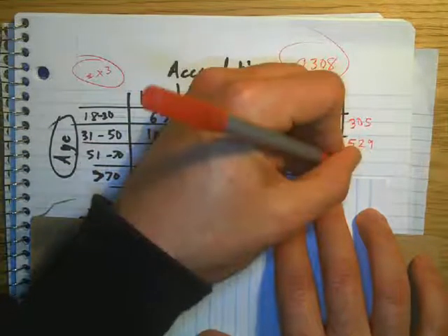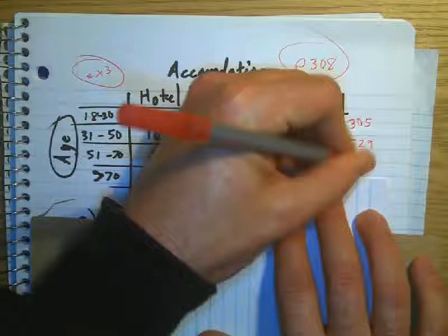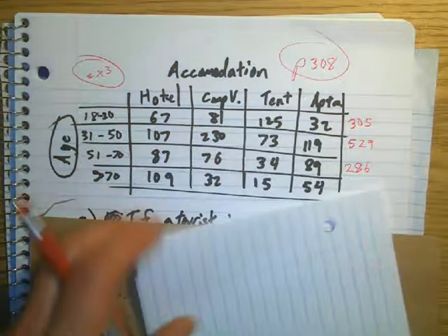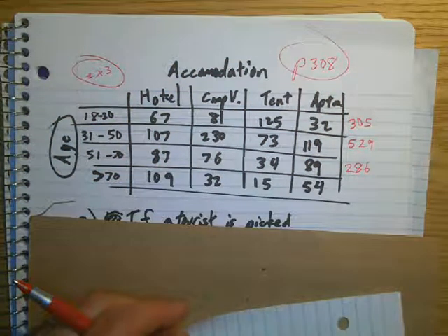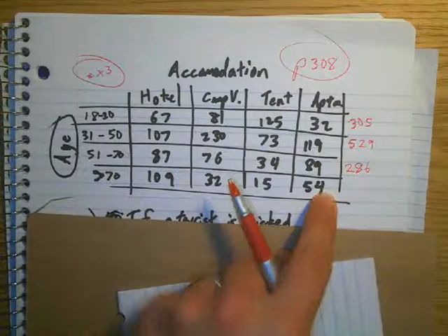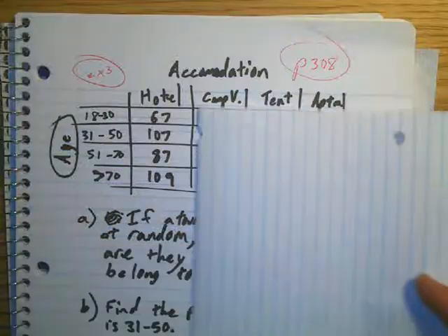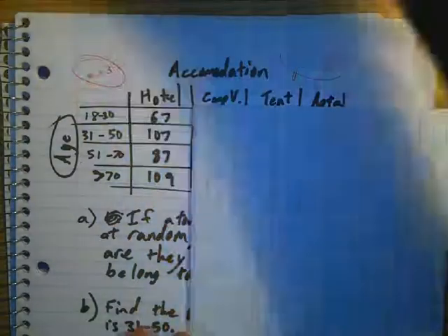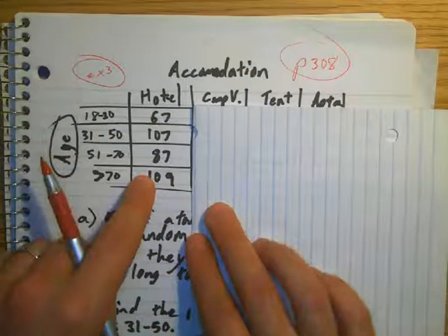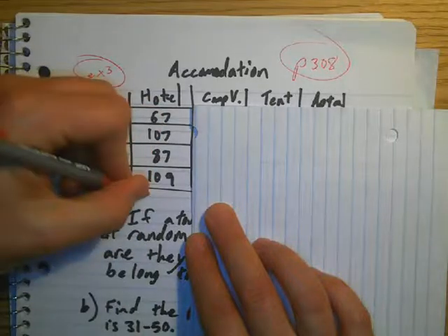We get 286. And if I add the bottom row here, I'm going to get 210. Okay, now let's add up the columns here. How many people are there staying in hotels in general? Add all this together, we get 370.